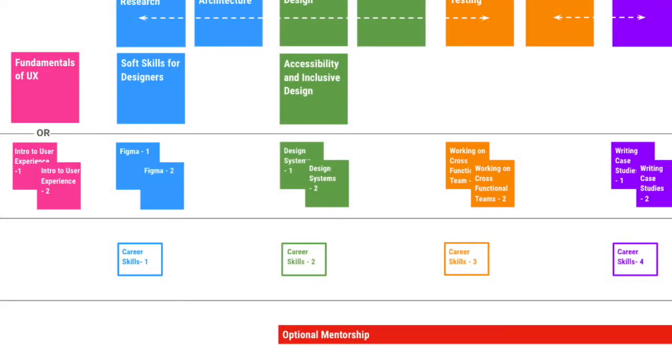The smaller squares represent a 2-part workshop. These are taught on Saturday mornings, and they meet for 3 hours, and then the next week they meet for another 3 hours, a total of 6.